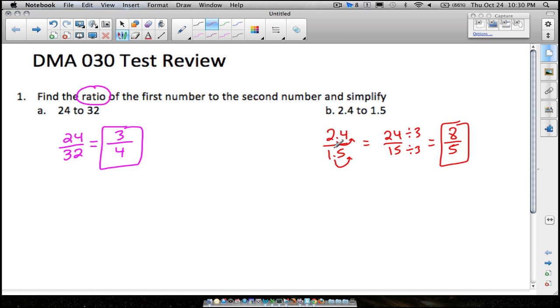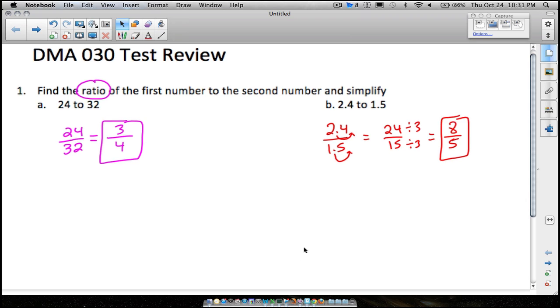Now, you didn't have to show that step there. Remember, you have an hour and 20 minutes on the test. You could just divide these two and convert it to a fraction. The main thing I'm looking for is the fact that you are setting it up as a ratio and you do simplify it, but you don't have to show that step right there. So 2.4 to 1.5 is the same thing as 8 to 5.